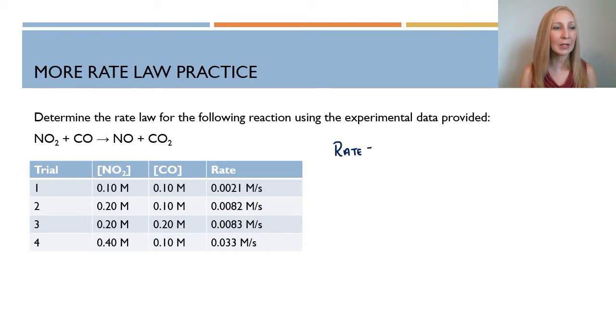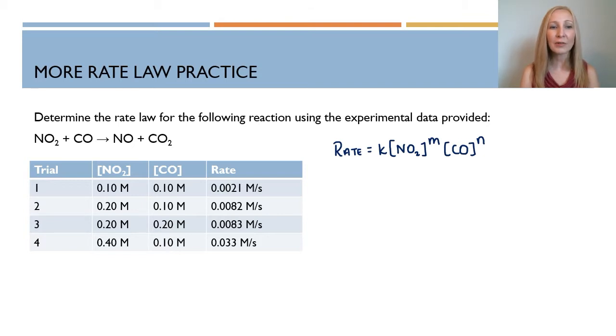Rate is going to be equal to K times the concentration of NO2 to some power, we'll figure out what the reaction order pertaining to NO2 is, times CO to some power N. We don't know what the N is. We don't know what the reaction order as it pertains to carbon monoxide is, but we will figure that out.